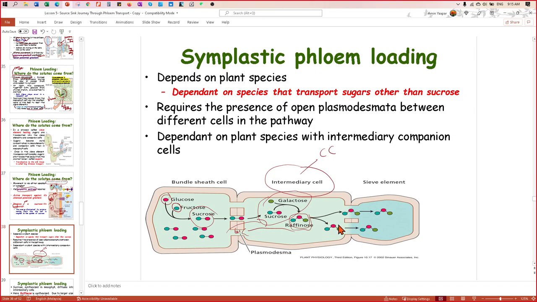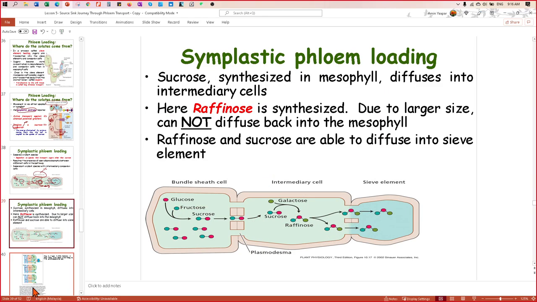However, it can go through the entry here into the sieve elements because the tunnel that you have over here is much larger. So that's why the raffinose can get into the sieve elements, all right? And also, why? Raffinose is non-reducing. It's big, it's non-reducing. So perfect for long-distance transport. Okay. And this is the description, okay?